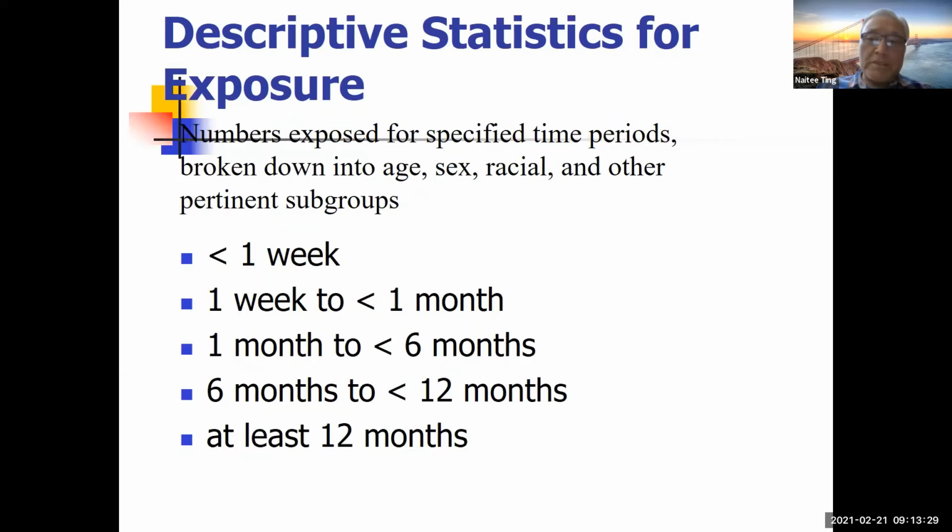So of course you can come up with different ways of presenting the duration of treatment, depending on the length of study design. If you have a long-term trial, you can break it down into different time intervals, so the number of patients being exposed for specific time periods.